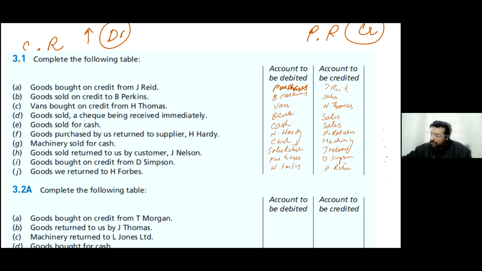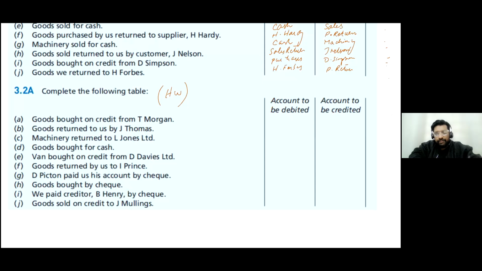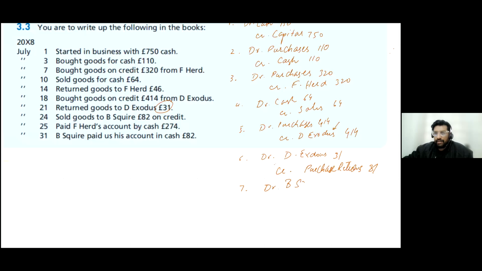Now the second question is homework. Let's do a question, double entry bookkeeping. All right, so I think I missed the recording, so let's do it again.